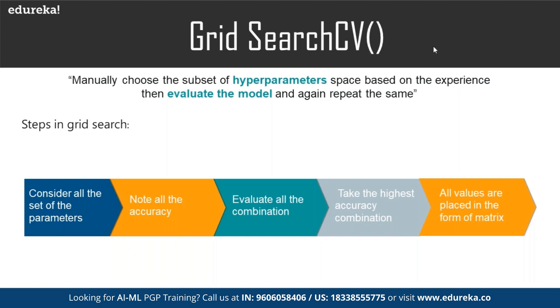These combinations we usually call bagging and boosting, the ensembling methods that we see in the slides. The last part is that we get the values placed in the form of matrices. That is why we call it grid search. We go on to search grid-wise.